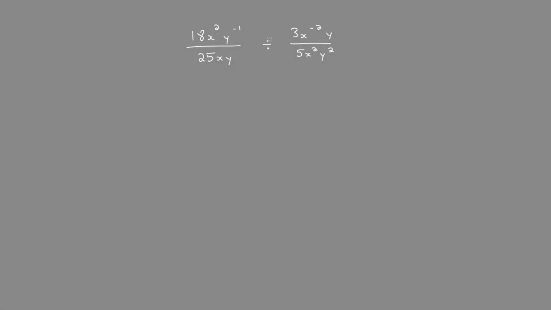First thing to see is that we have division, so we need to multiply by the reciprocal. The reciprocal means we flip 1 over this, so it would flip it. Next we will subtract the exponents because we could see we have some division on our fractions. So out in front we have 18 over 25.